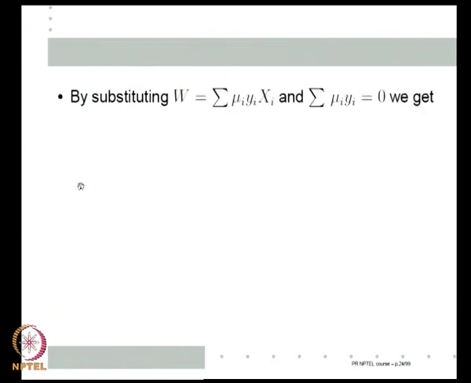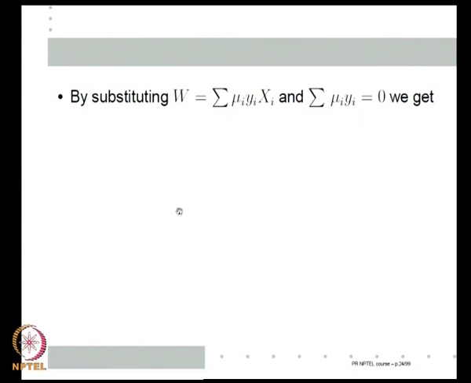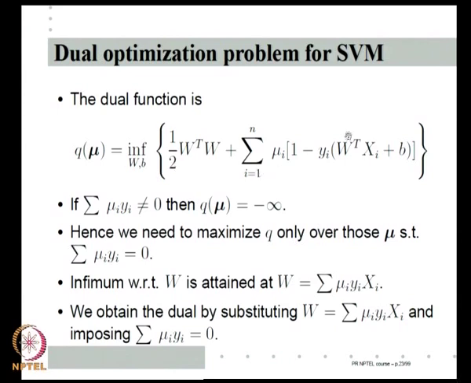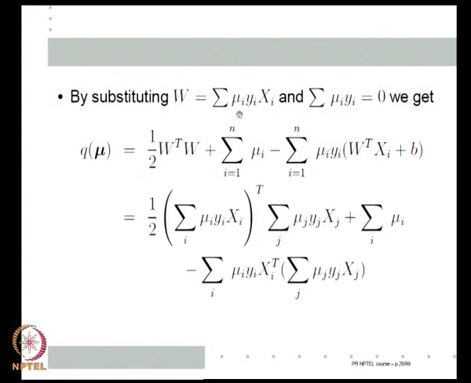Let us calculate q(mu). This is what you have to do: substitute w equal to this, and my q(mu) is this. Now, I am taking my infimum, because I know what to do for the infimum, I have to just do these substitutions. My q(mu) is half w transpose w plus summation mu_i times 1 minus the second term, mu_i y_i (w transpose x_i plus b). So, this mu_i y_i b will go to 0 because I have to put summation mu_i y_i equal to 0. And I have to put w as summation mu_i y_i x_i, so w transpose is the summation mu_i y_i x_i whole transpose.